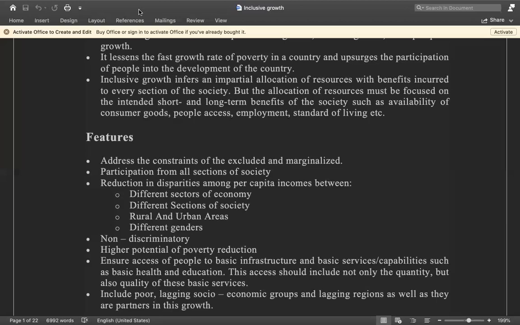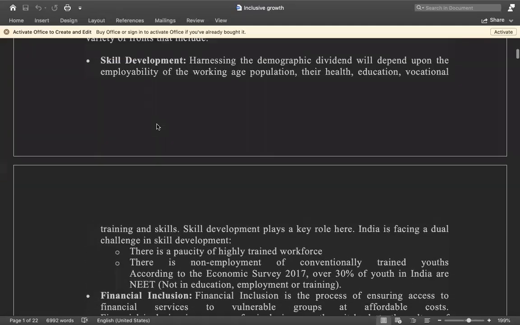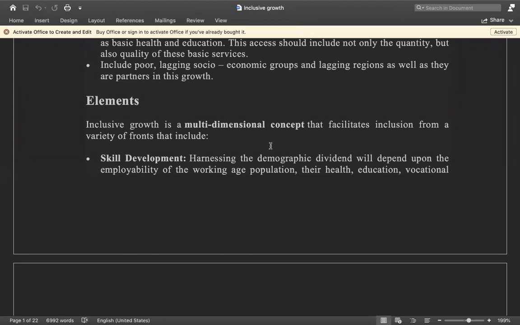So for that purpose, we need to provide training and employment opportunities to the rural youth, isn't it? According to recent survey, economic survey 2017, 30% of rural India are NEET. NEET means not in education, employment, or training, isn't it? 30% of youth. Youth means those who are in the age between 20 to 35. This is a youth age, isn't it? 30% of people are NEET. So the importance of training, employment, and education is very, very important. So for that purpose, we need to make this inclusive growth as a challenging one, isn't it?